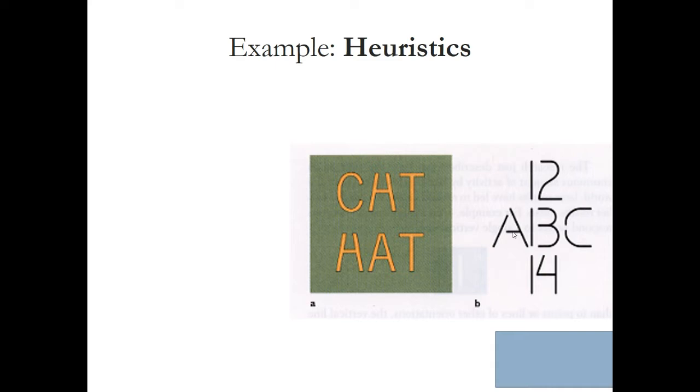Likewise, over here on the right, you see 12, 13, 14 on the vertical and ABC on the horizontal. You didn't have to exert all that much mental effort to process these stimuli correctly, because you have very reliable and very frequently used heuristics that tell you A is followed by B and followed by C, and so on and so forth. 12 is followed by 13, which is followed by 14, and so on.